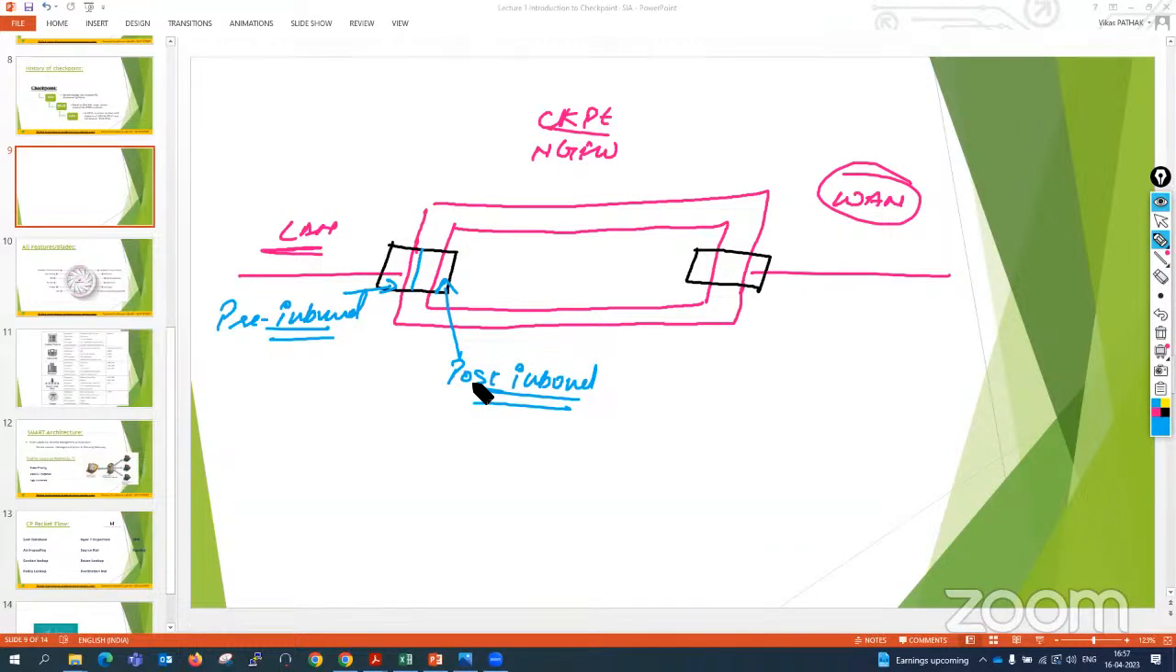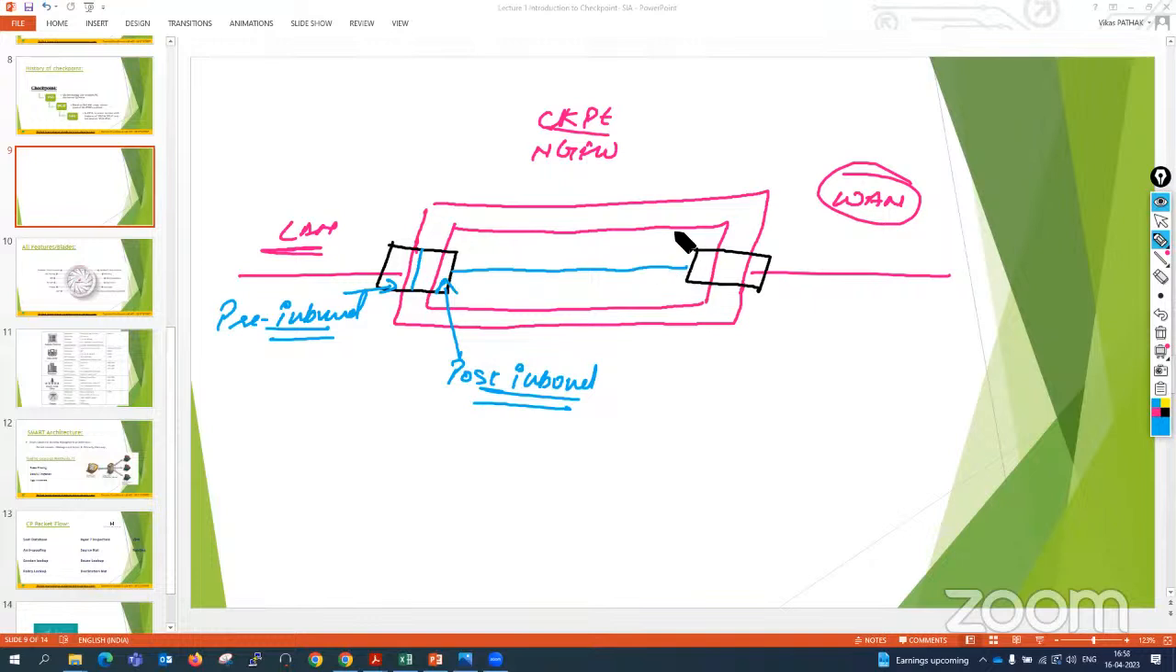There are certain checks which will be performed at the pre-inbound level, and certain checks which will be performed at the post-inbound level. If the traffic is not able to pass the pre-inbound checks, it will be dropped immediately, and your post-inbound processes will not be included in that drop. Similarly, after the pre-inbound check, if everything is good, it will come to the post-inbound, and post-inbound checks will be performed. After the post-inbound, your routing will happen and the traffic will move from the inside interface to the outside interface.